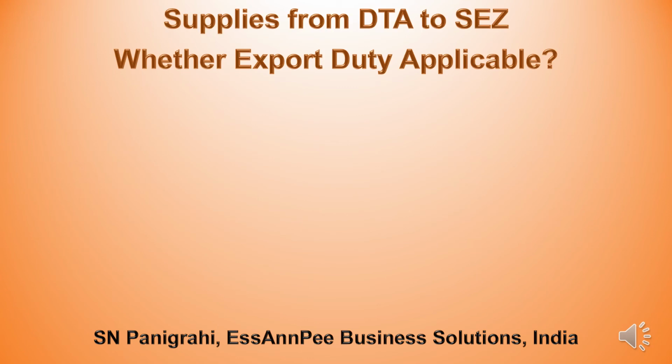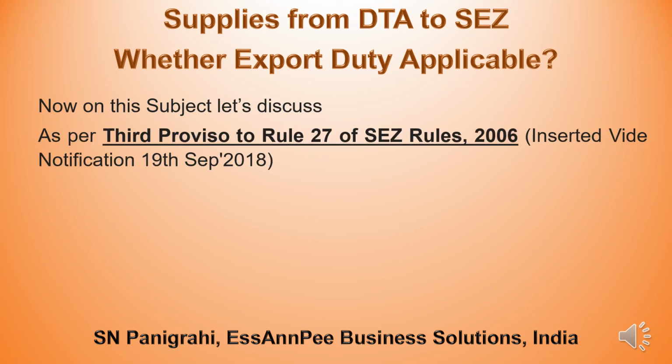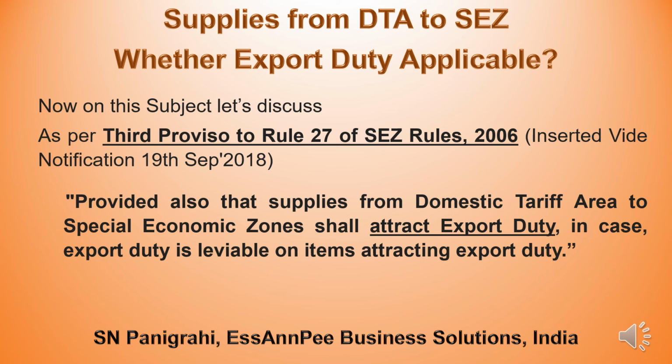Supplies from DTA to SEZ, whether export duty applicable? Now on this subject let's discuss. As per third proviso to Rule 27 of SEZ Rules, 2006, inserted vide Notification 19 September 2018, which states, provided also that supplies from domestic tariff area to special economic zones shall attract export duty, in case export duty is leviable on items attracting export duty.